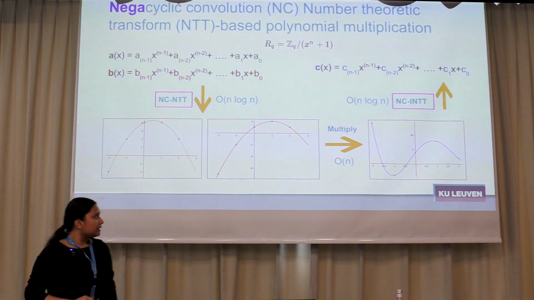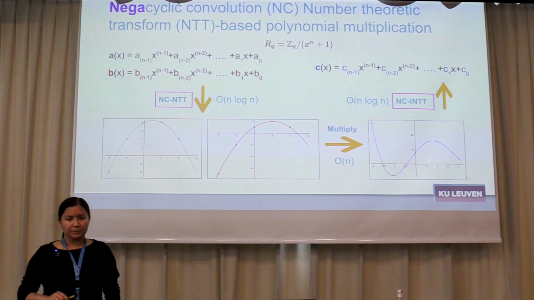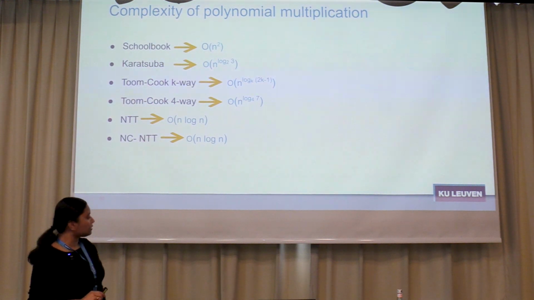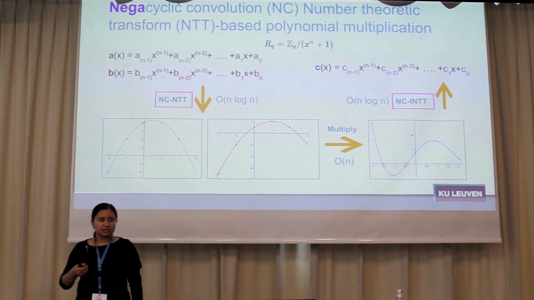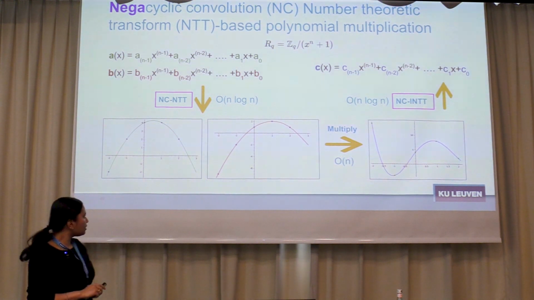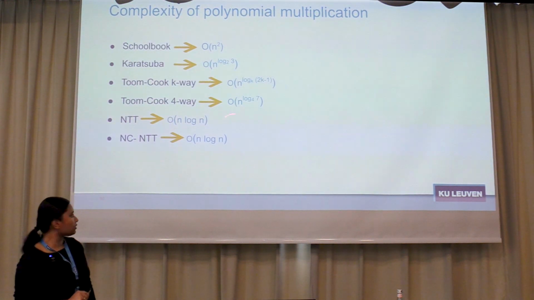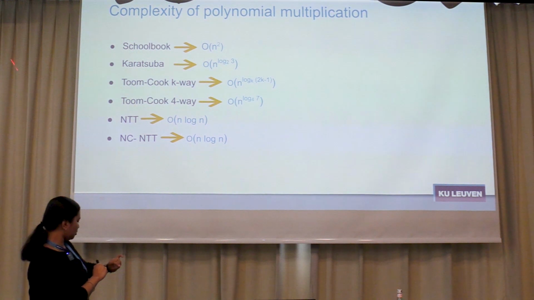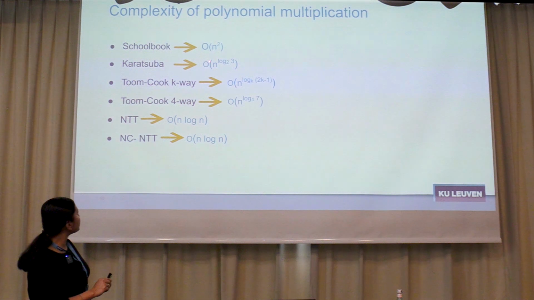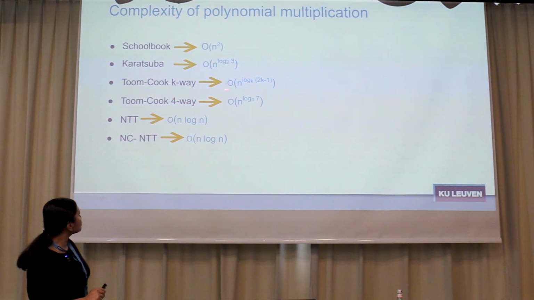So yeah, New Hope also used this kind of method. But later Kyber actually uses something special that I will come back to. Now I have all these polynomial multiplications and their complexities. What we discussed, that is schoolbook is order of n square, Karatsuba is order of n^log 3, and Toom-Cook is this one.